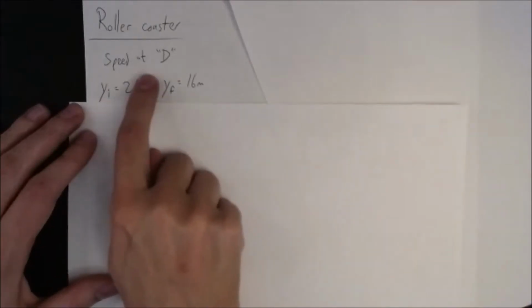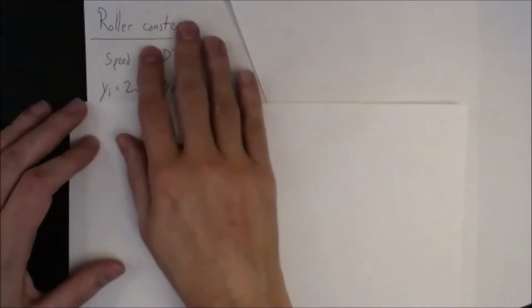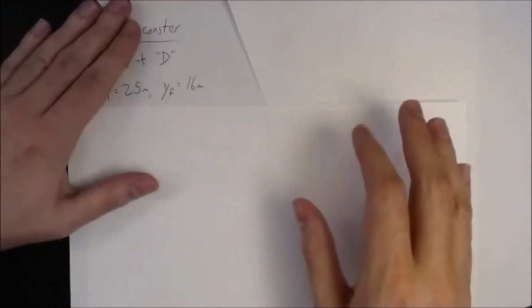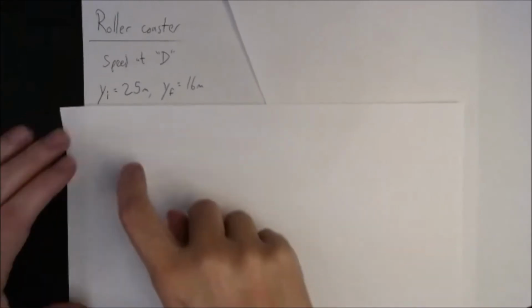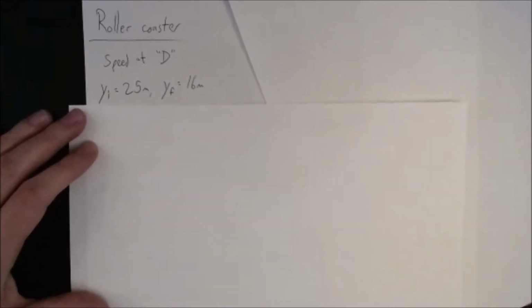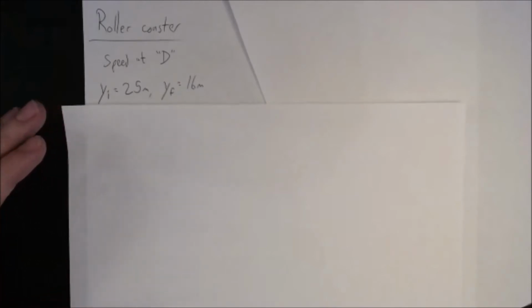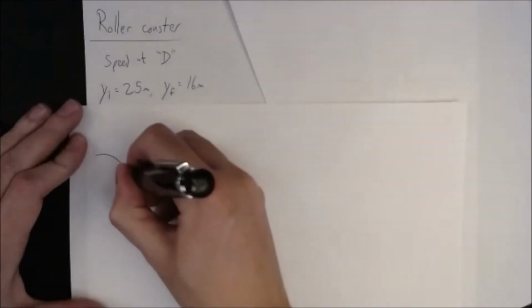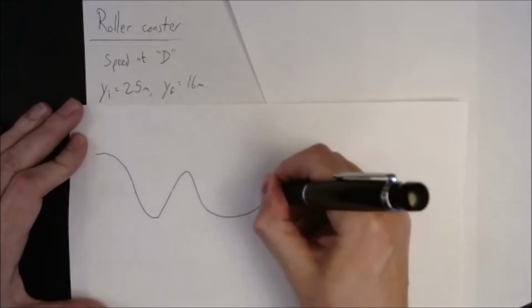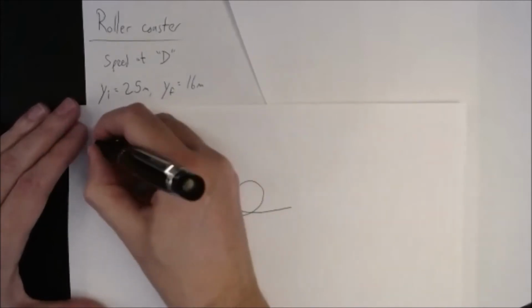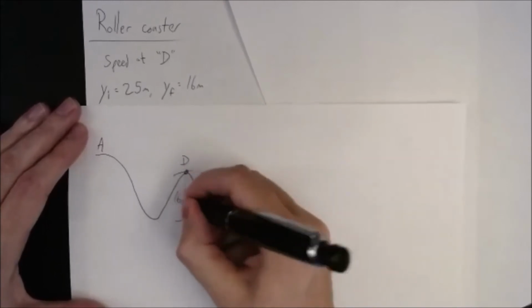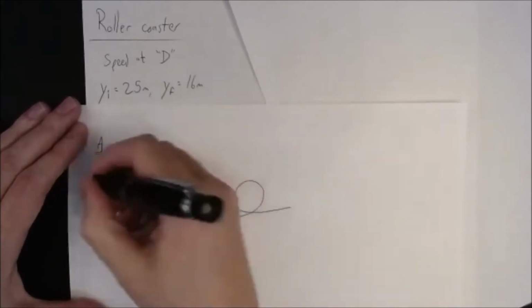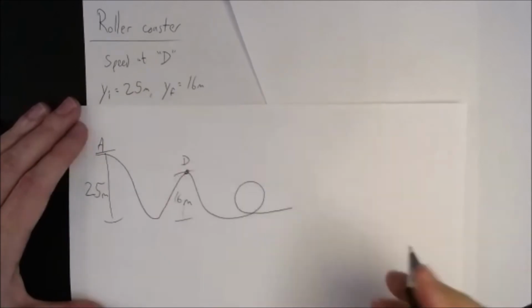We need to find the speed at point D. We're just going to do the point D thing. That was the top. I didn't actually draw it again, but that was the part where it went like, oh, here it is. Like that. So that was A, and that point was D right there. And that was 16 meters, and this was 25 meters right there.